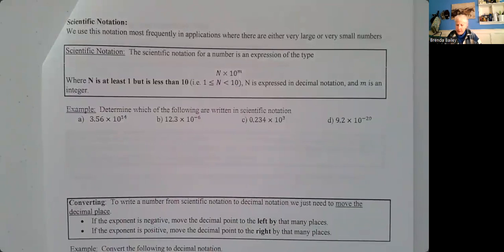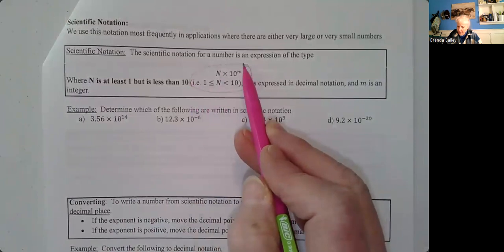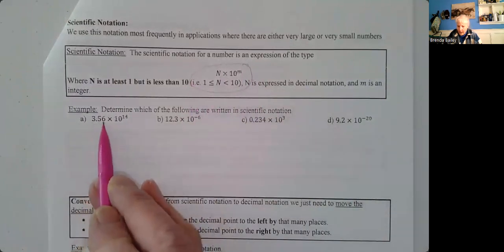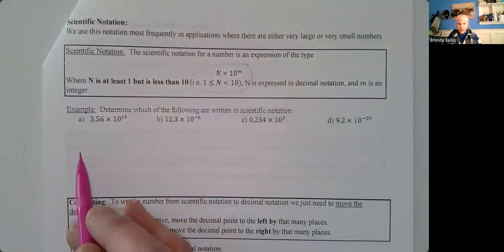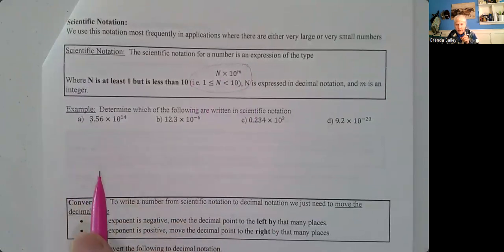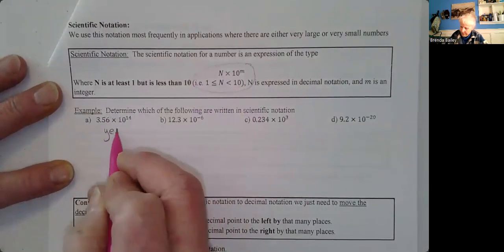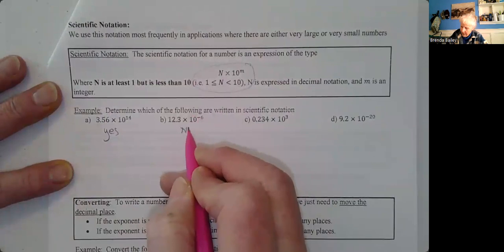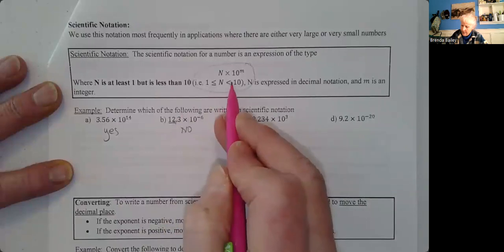All right. So determine if the following are written in scientific notation, following this kind of a rule right here. You look at the n, which is this. Is it between 1 and 10? Yes, it is. 3.56. You can think of it that you're only going to have one digit to the left of the decimal, times 10 to the 14th. So that's a yes. This is a no, because you have 2 digits to the left. And also 12 is bigger than 10.